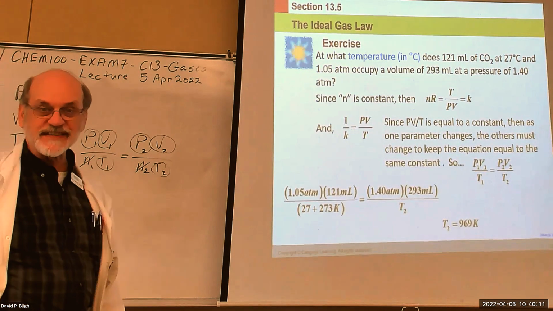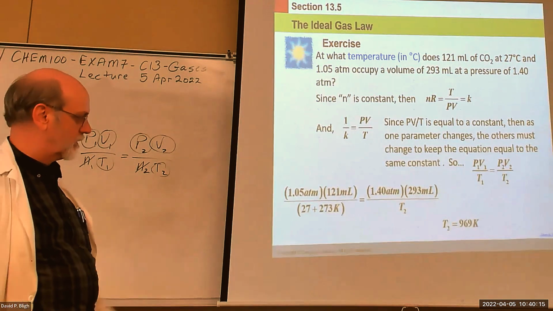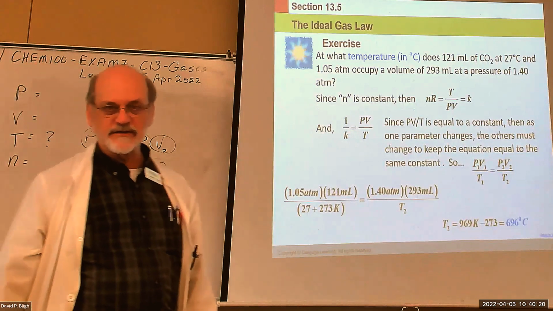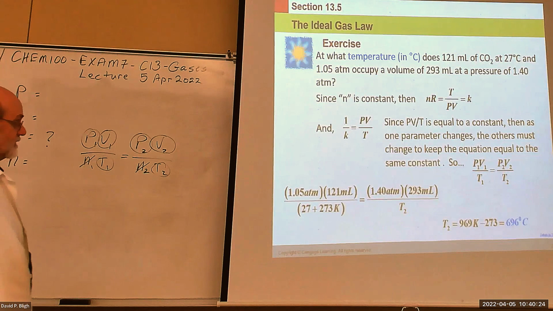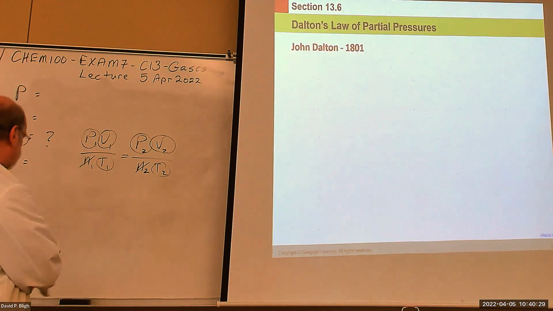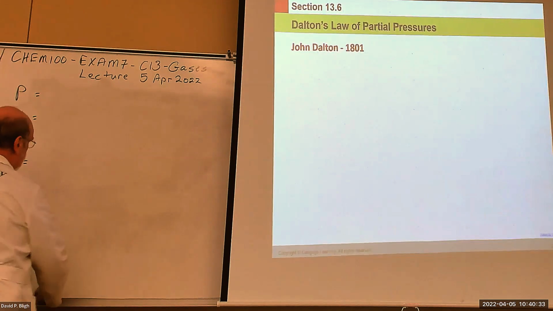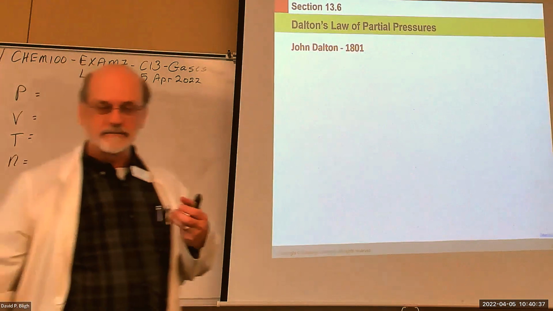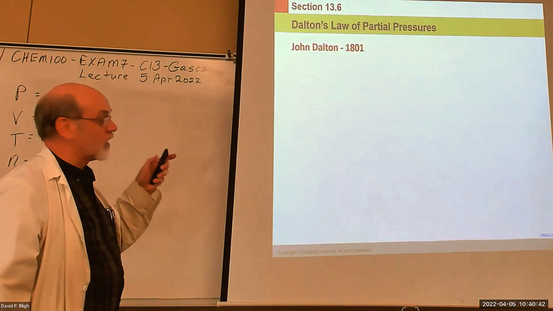What's the temperature in C? Subtract 273. 696 degrees Celsius, which is pretty hot. Okay. One more law. Dalton's law of partial pressure. Remember John Dalton, the atomic theory? Same guy. He came up with this one also.